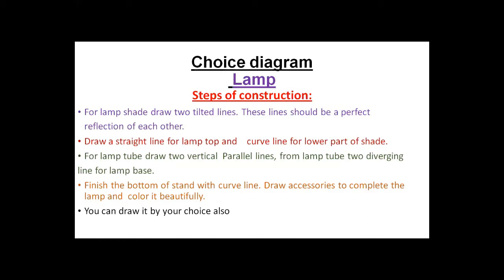For the lamp shade, draw two tilted lines. These lines should be a perfect reflection of each other. Draw a straight line for the lamp top and a curved line for the lower part of the shade. For the lamp tube, draw two vertical parallel lines from the lamp tube to diverging lines for the lamp base. Finish the bottom of the stand with a curved line. Draw accessories to complete the lamp and color it beautifully. You can draw it by your own choice.